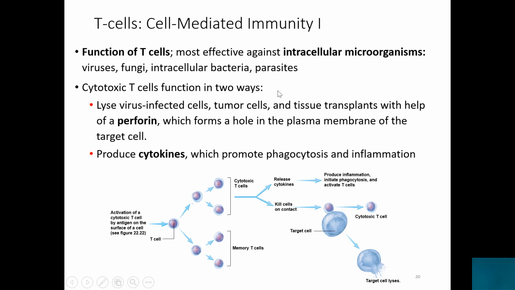To kill those bacteria or viruses, our cytotoxic T cells have two options. First, they lyse virus-infected cells or tumor cells with the help of a special protein called perforin. That perforin makes a hole in the plasma membrane of the cell. All that fluid out of the cell, organelles, go out and the cell dies. Viruses die together with the cell. And also, cytotoxic T cells can produce cytokines, special chemicals that will attract phagocytes and cause inflammation.